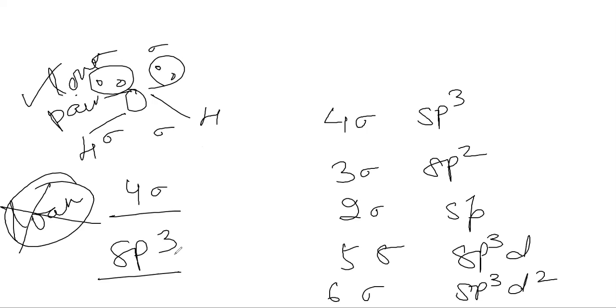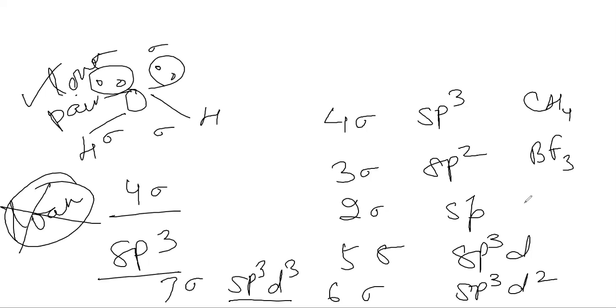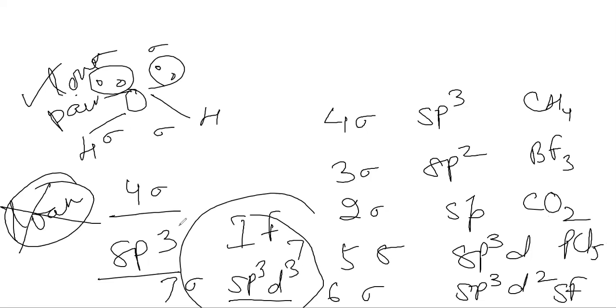And 7 sigma means sp3d3. Okay. So very common examples I am writing. CH4 is sp3. In sp2 you will find BF3, AlCl3. Ethene is sp2. Carbon dioxide you know very well, sp. Then sp3d is PCl5. Then sp3d2 is SF6, and sp3d3 is IF7. So in this way you will find these are the hybridizations.